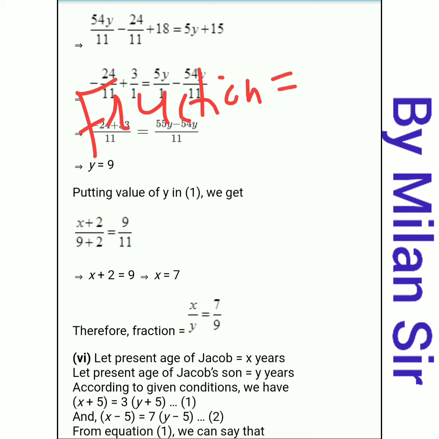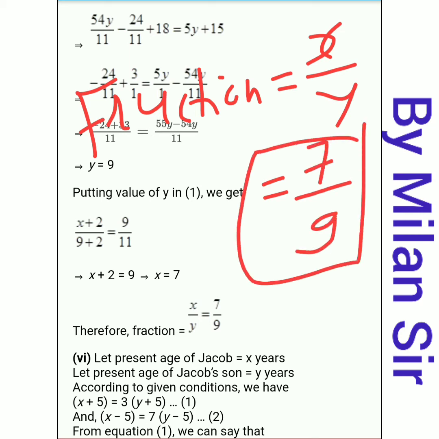Okay, now numerator x upon y, x is equal to 7 and y is equal to 9. So our answer is 7 upon 9. Right, the required fraction is equal to 7 upon 9. So first of all we need to form the two equations, then we need to find the values of x and y, and at last we need to write the answer of the fraction.